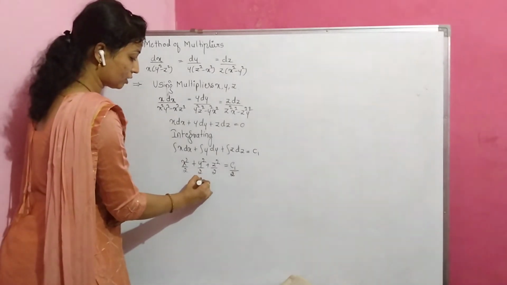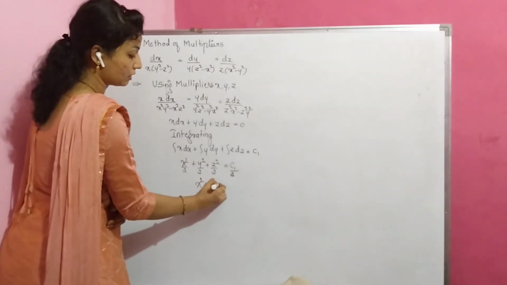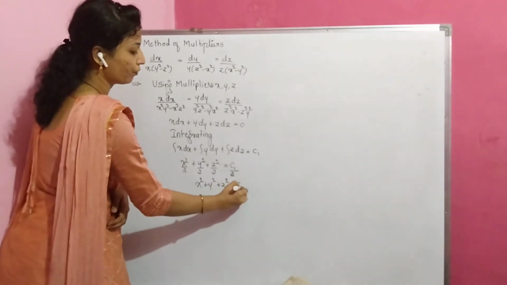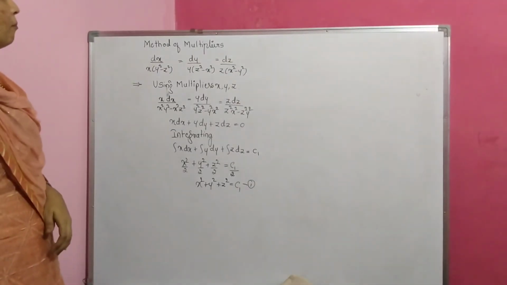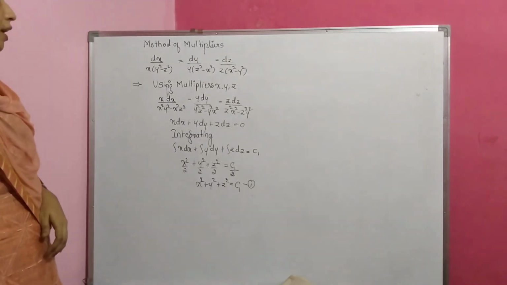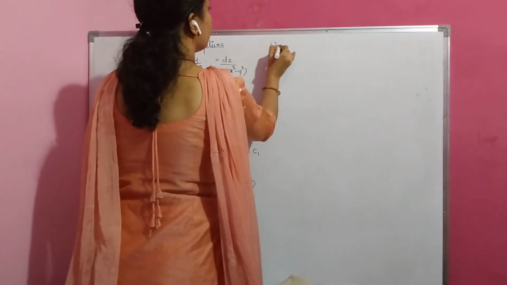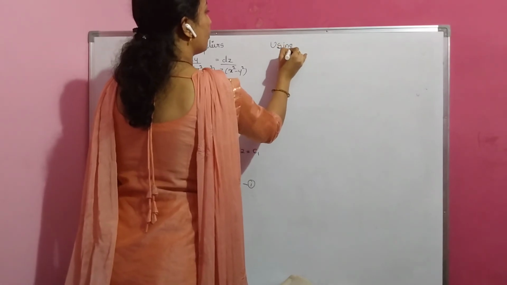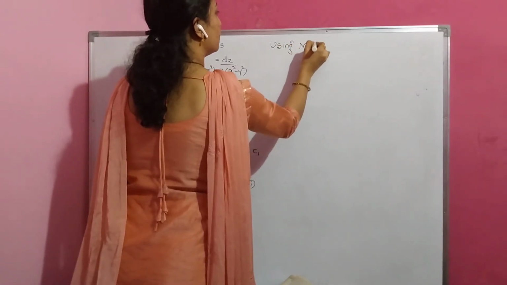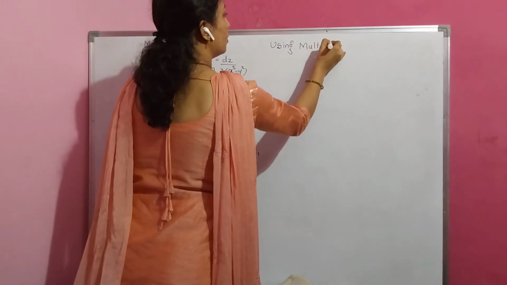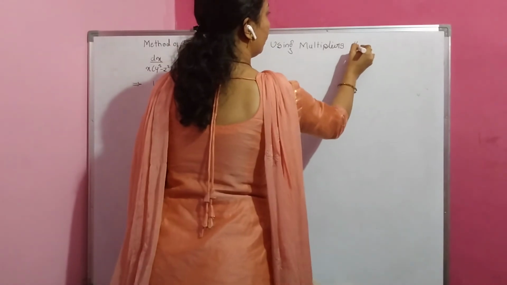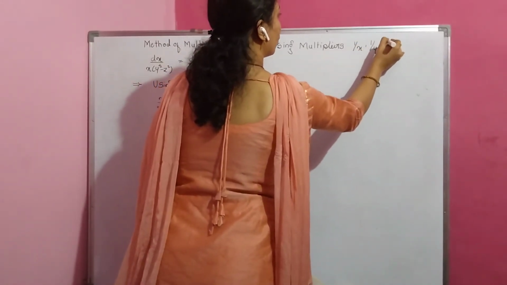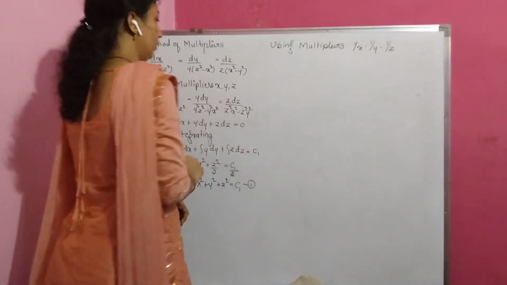Therefore we get x square plus y square plus z square is equal to c1. Call this as equation 1. Then next, we have to use the multipliers as 1 by x, 1 by y and 1 by z. So here we write using multipliers 1 by x, comma 1 by y, comma 1 by z.